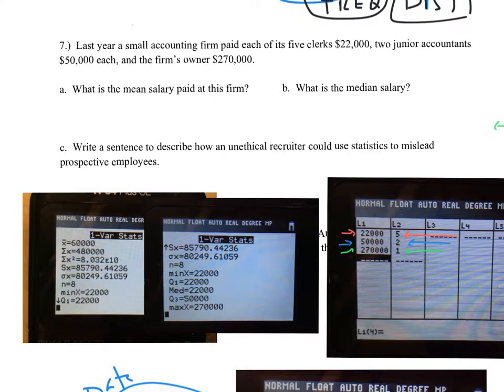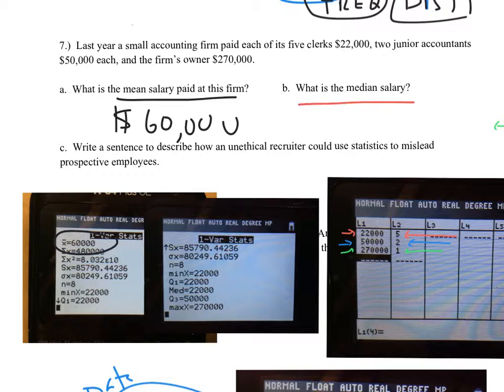So here it turns out that the mean salary paid is $60,000 and the median salary paid is $22,000. And it says, write a sentence to describe how an unethical recruiter could use statistics to mislead prospective employees.